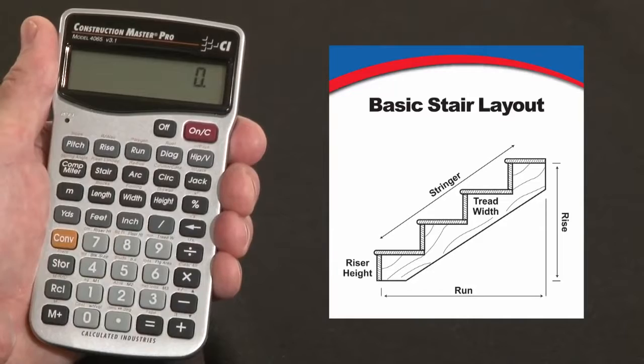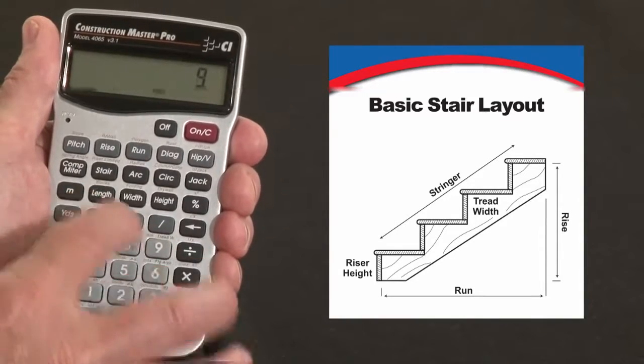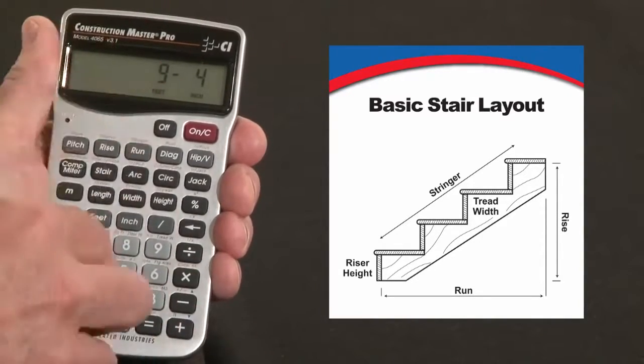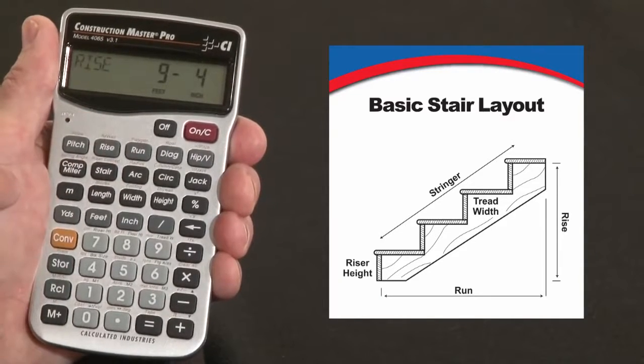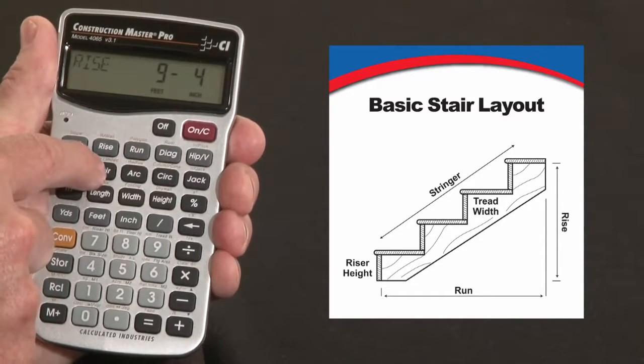So now we just put in our floor-to-floor drop. Say we've got a 9-foot, 4-inch rise, or floor-to-floor rise. I'm going to hit rise. So now I just press the stair key and it'll give us a whole series of answers.